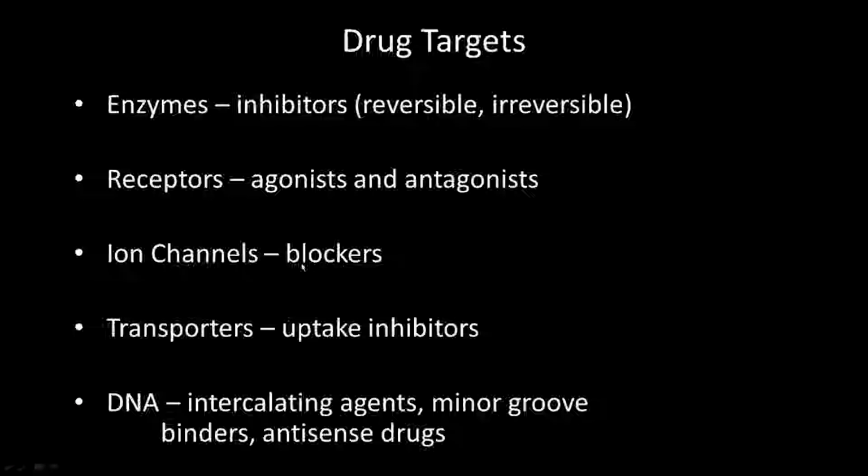The target could be a transporter, so we can design uptake inhibitors. The target could be a DNA, so the drug could be intercalating agents, minor groove binders, antisense drugs. So depending upon the target, you call your drug an inhibitor or agonist or blocker or uptake inhibitor or intercalating agent or minor groove binder and so on. So if you look at the enzyme, you could have competitive inhibition, non-competitive inhibition, allosteric inhibition and so on. So look at this.